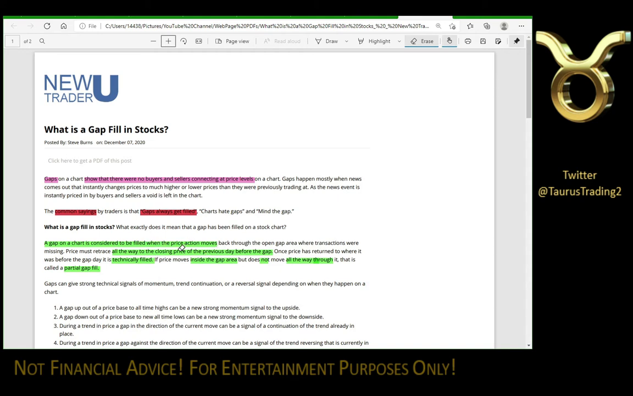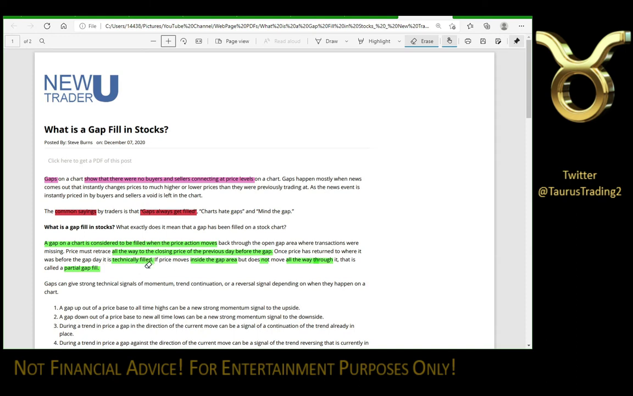When the price action moves back through the open gap area where transactions were missing, price must retrace all the way to the closing price of the previous day before the gap. That's considered filling the gap. Once the price is returned to where it was before the gap day, it is technically filled. It sounds a little confusing.